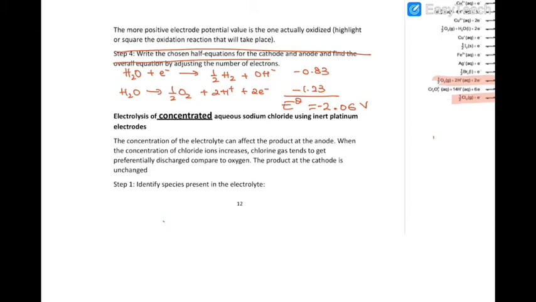As you can see, the electrode potential values are negative, which shows that electrolysis is a non-spontaneous reaction. So we're driving a non-spontaneous reaction to take place by the presence of electricity.